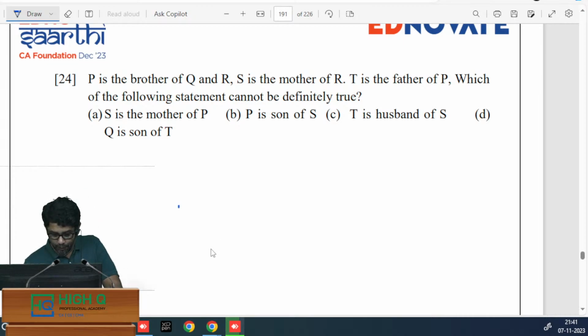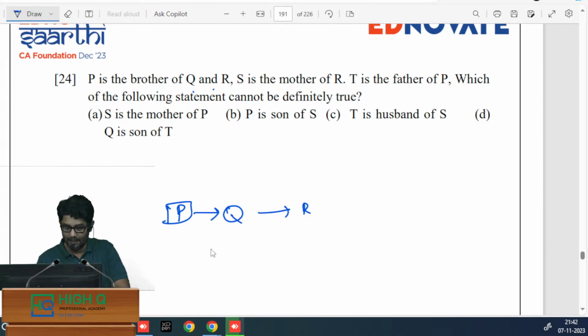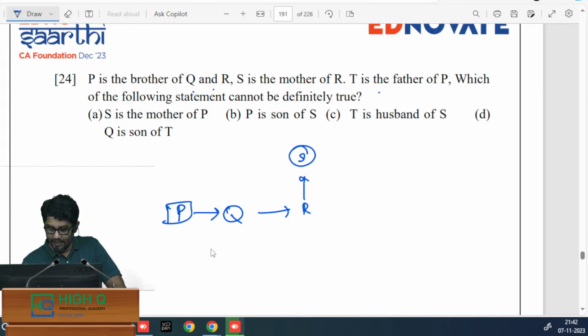P is the brother of Q and R. Do you know the gender? No, so keep it as it is. P is the mother of Q and R. S is the mother of R. T is the father of P. Can we say they are husband and wife, my dear?